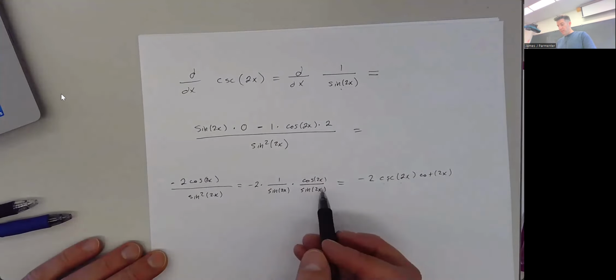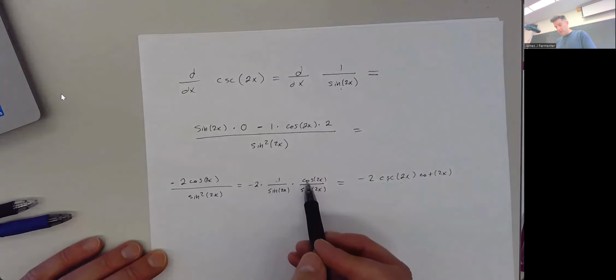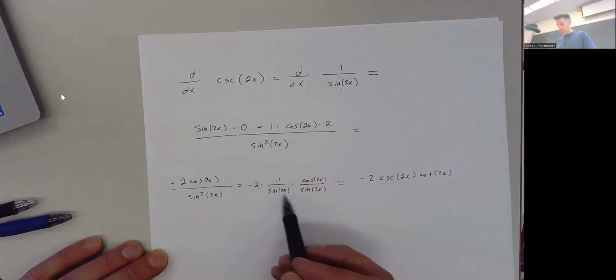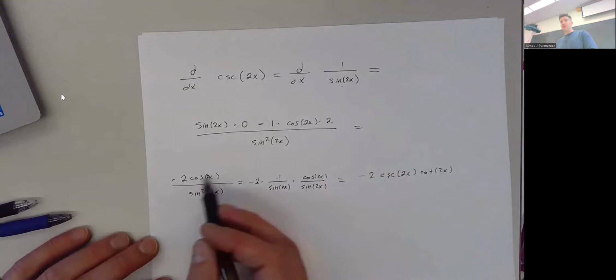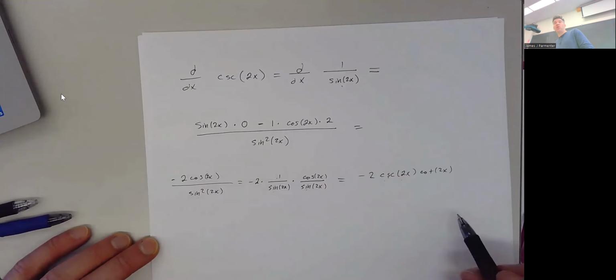If you multiply out the top, you get -2 times 1 times cosine, which is what we have on top. Multiply at the bottom, you get sine times sine, which is sine squared. But you don't have to think about how this actually breaks down. You just have to think about what you need the answer to look like.